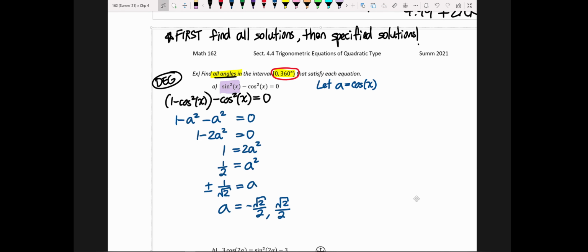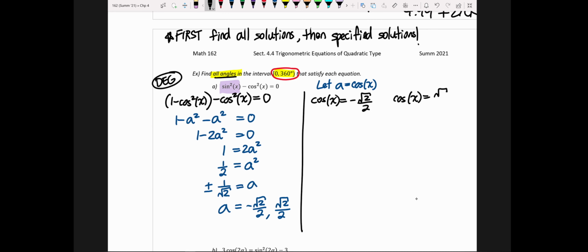Okay, so now we completed step 1. I'm going to bring in students to help us with step 2 and 3. So we have isolated cosine. Cosine of x is either equal to negative root 2 over 2 or cosine of x is equal to positive root 2 over 2.